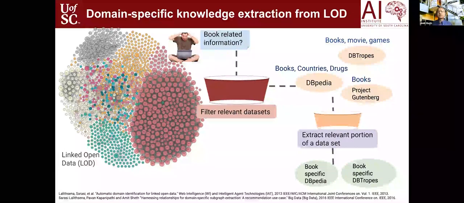you can write filtering on that to look for book-related information. There are a variety of efforts to create book-related information. Here you see DBTropes, DBpedia, containing certain parts of books and other things, and Project Gutenberg, all of them having information about books. And from there on, you can create just the book-specific resource, removing the rest of the information. So there's the ability to get started with existing knowledge and get just what you need for your application.